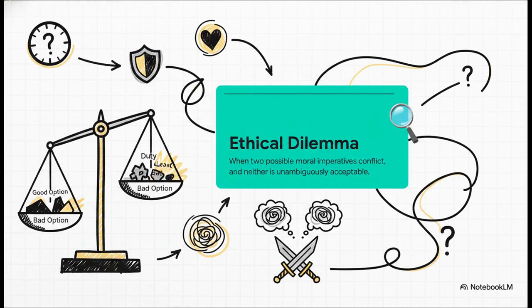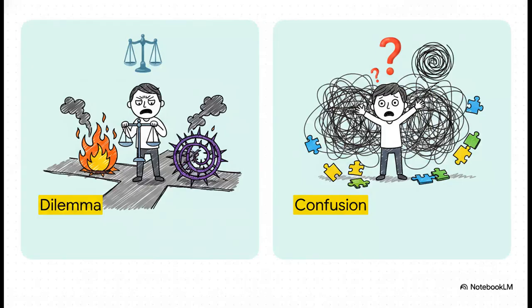Here is your layman's definition for the exam. It's not a simple choice between good and bad. It's about choosing the best among the worst possible outcomes. Now, this is a trap so many students fall into, confusing a dilemma with, well, mere confusion. Confusion stems from a lack of knowledge, wrong assumptions, or maybe just poorly interpreted regional laws. A dilemma, on the other hand, exists purely because a perfect solution simply doesn't exist. You have all the facts, the laws are clear, but your moral imperatives still crash right into each other.